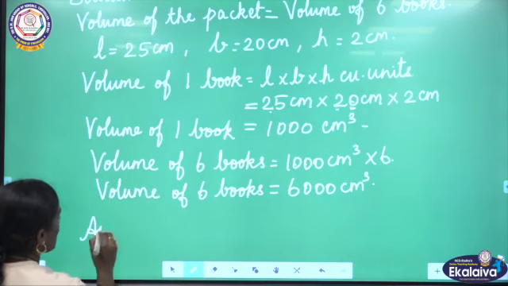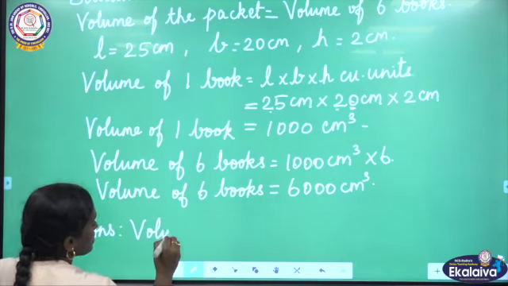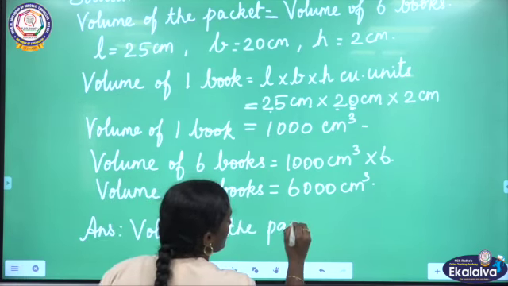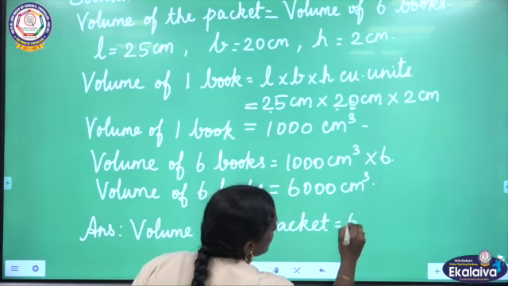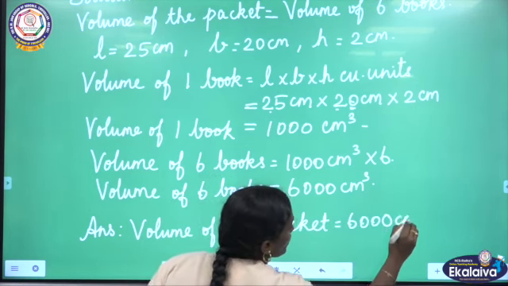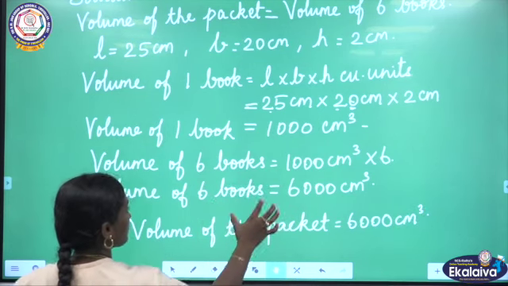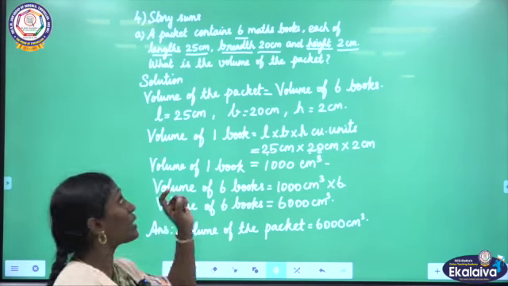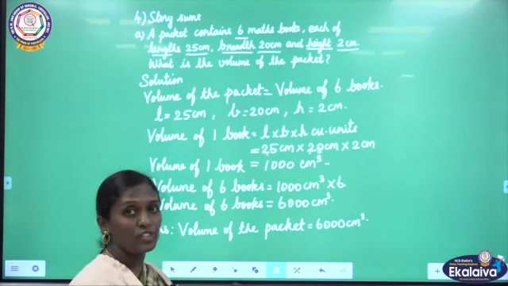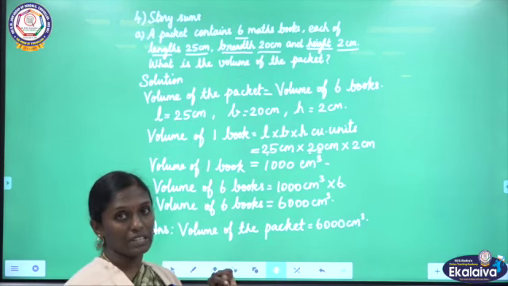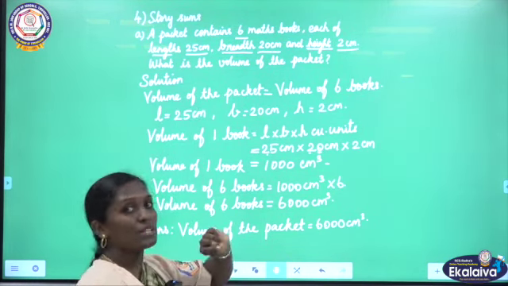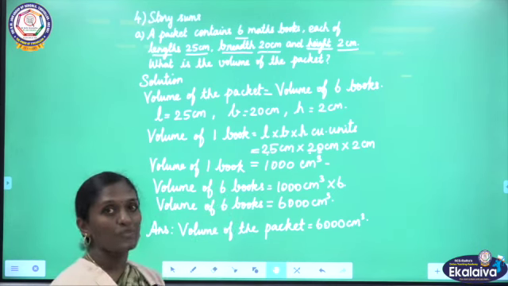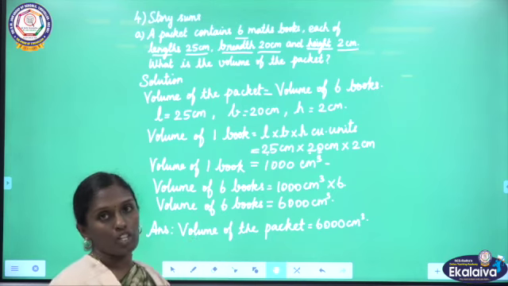So answer, volume of the packet is equal to 6000 centimeter cube. Is it clear, children? Here the measurement of one book is given. We are going to find the volume of the packet. In the packet 6 math books are there. So by using the measurement of one book, we are finding the volume of one book. After that we are finding the volume of 6 books, which is equal to volume of the packet.